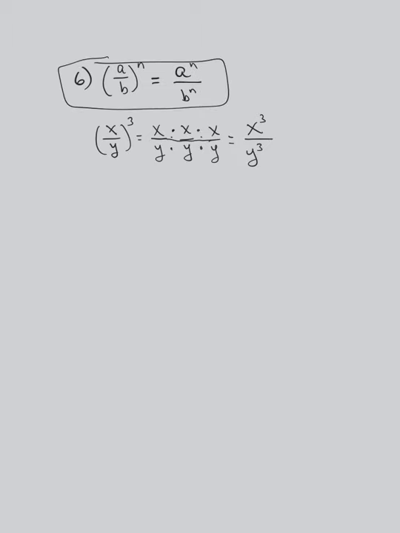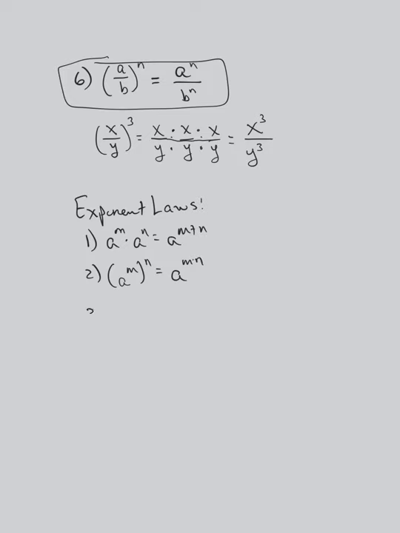If you want them all in one place: in further classes you might look at one other exponent law that deals with negative exponents, but we're not going to get into that here. The exponent laws are that if you're multiplying two things that have the same base, you add their exponents. The second is that if I have something to an exponent, and I'm raising that to an exponent, I multiply the exponents. The third is that if I'm multiplying two things and raising it to an exponent, I can distribute the exponent onto each part.